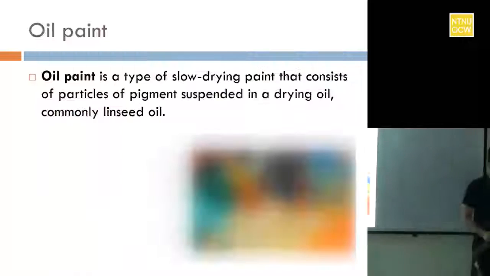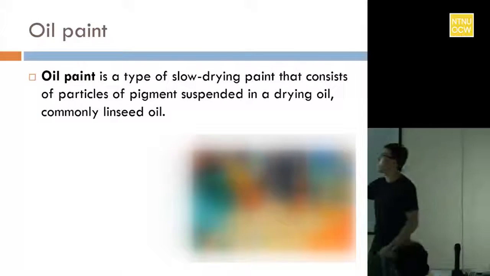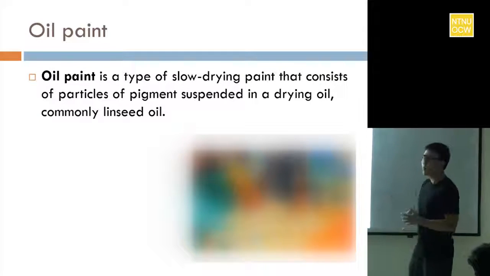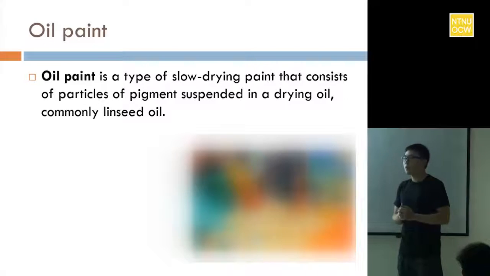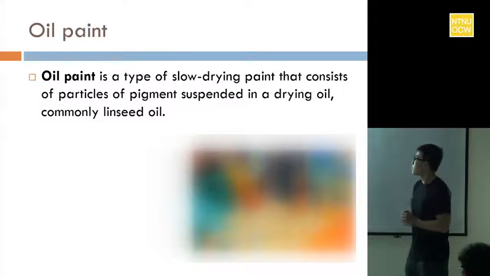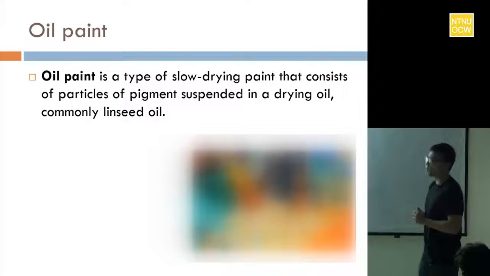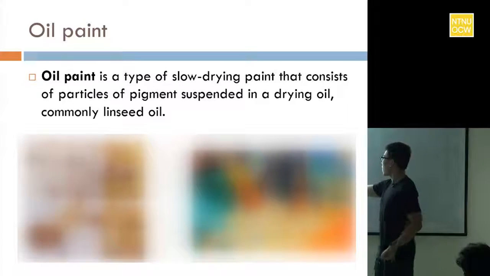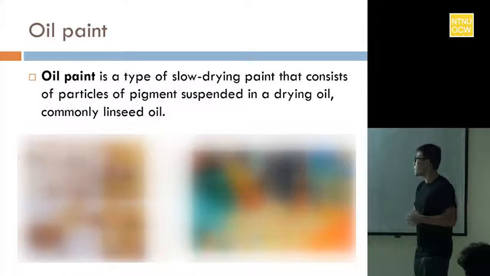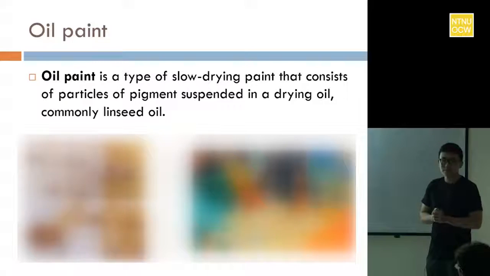Okay, next. And now we're going to talk about oil paint. So oil paint was invented in Europe during the Renaissance. It's a type of slow drying paint. So it's totally different. The difference between oil paint and tempera paint is the time they take to dry. Okay. So those are two pictures we would like to show you.